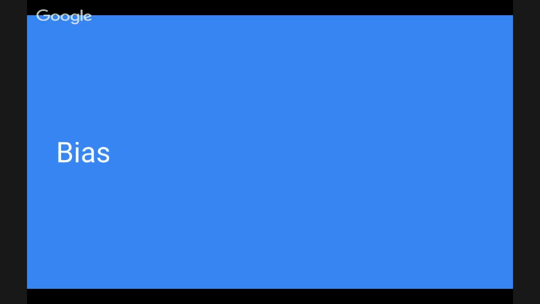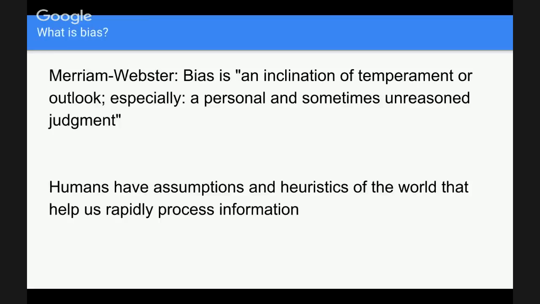Bias. This is the last thing that I want to talk about. As you research, there will be bias as you ask people questions. The key is to control bias. Let's define what bias is in our case. Bias is an inclination of temperament or outlook. It's some sort of predisposition, a perspective and a reasoned judgment.